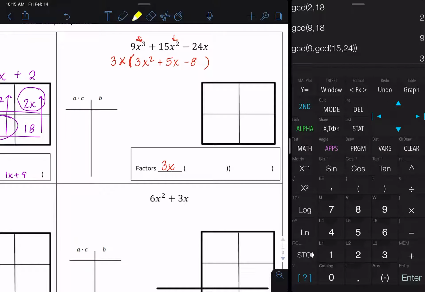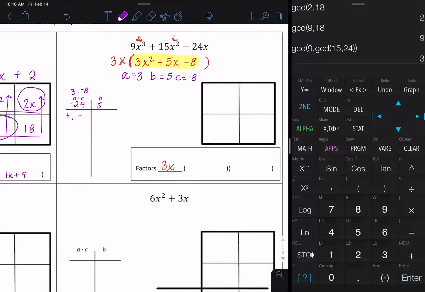So now I'm going to do the rest of this formula, the rest of the chart and the box, using only what's left on the inside. So I have an A value. My A is 3. My B is 5, and my C is -8. So A times C, 3 times -8 is -24, and B is 5. Now, if the multiplied number, the 3 times the -8 is negative, that means one of these factors has to be a positive number, one has to be a negative number.